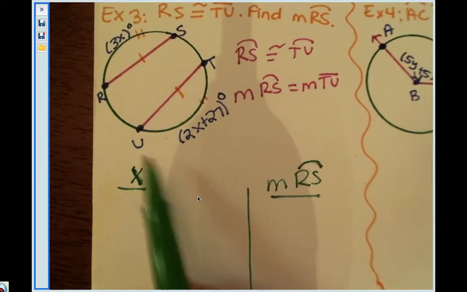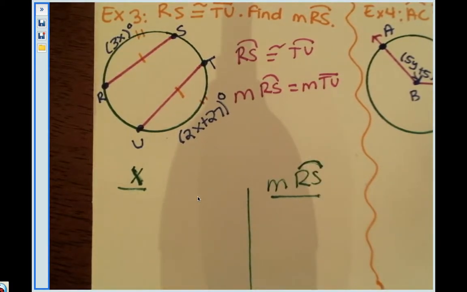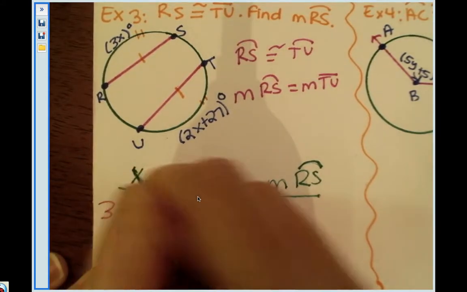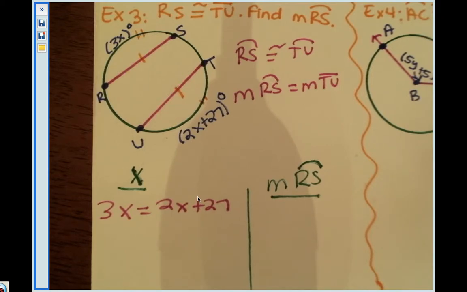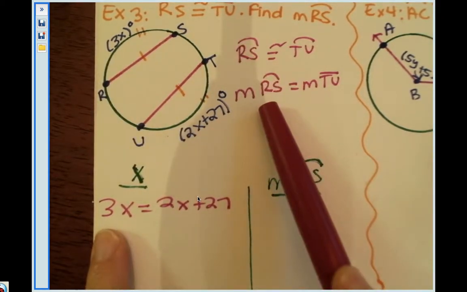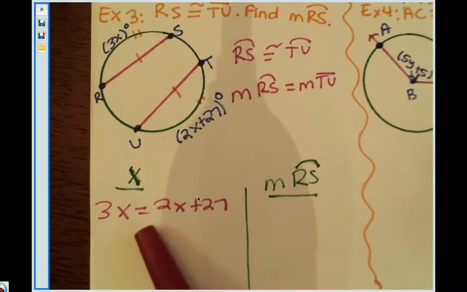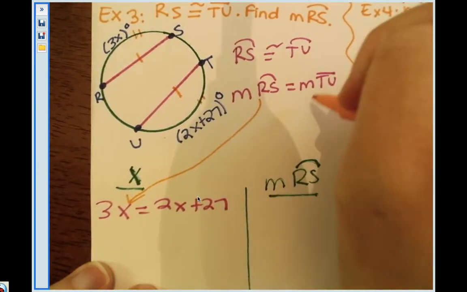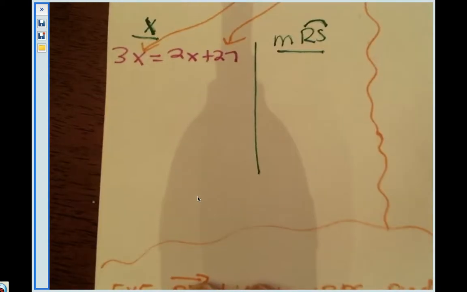So I'm going to start by setting these bad boys equal to each other because we know their measures equal each other right here. Okay, so I know that 3x equals 2x plus 27. Alright, let's start solving, you guys, because 3x is RS and 2x plus 27 is TU. So I kind of filled in those values. So I literally just substituted in that right here and that right here, if that helps you.